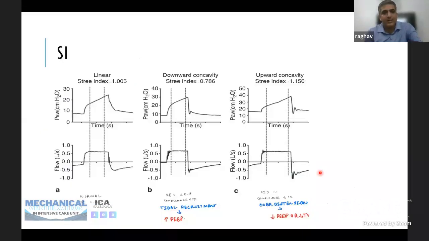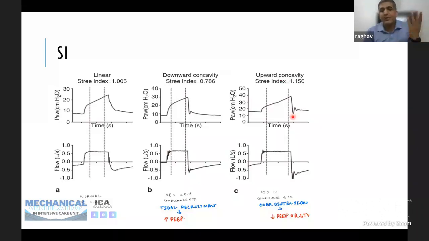So the pressure time scalar looks like this. This is a normal pressure time scalar. The stress index is around 1.0, which is normal. 0.9 to 1.1 is normal. However, if the shape of the curve is convex, that means the stress index is less than 0.9, and at this point we need to increase the PEEP till the stress index becomes more than 0.9. If the shape of the curve is concave, then we need to decrease the PEEP or tidal volume. This means that the patient is getting hyperinflated with the PEEP.